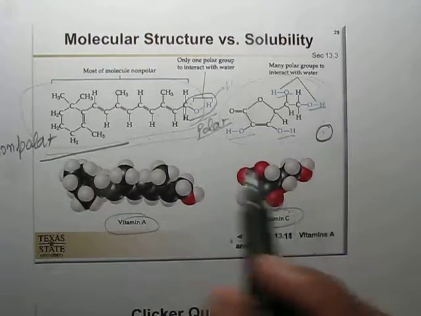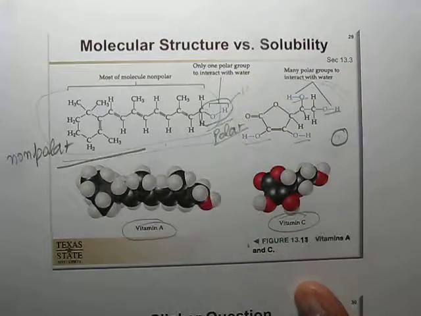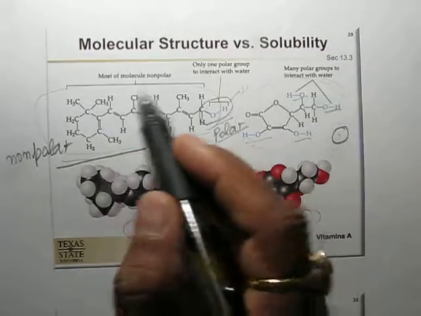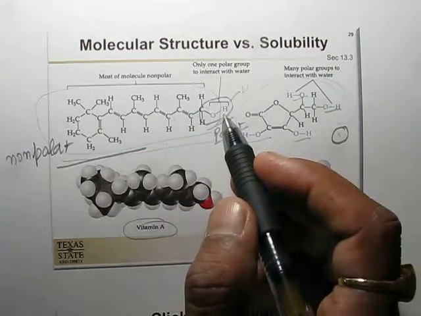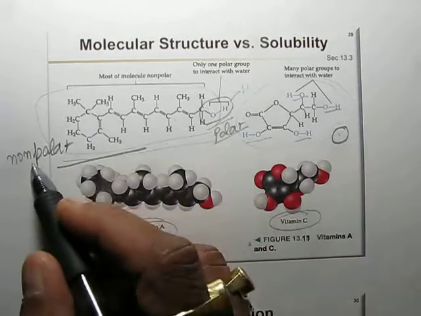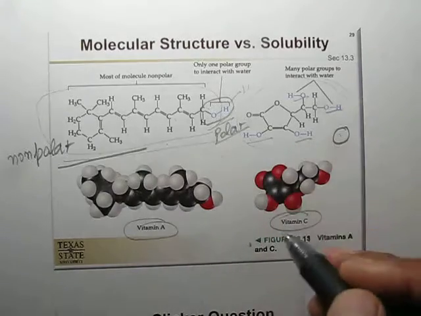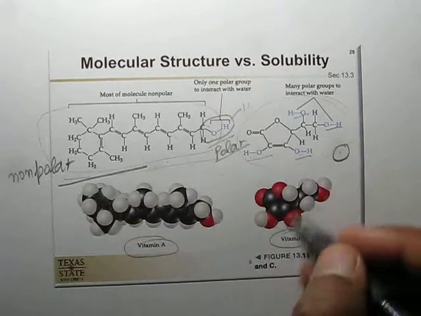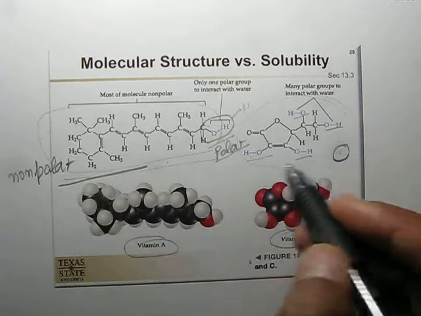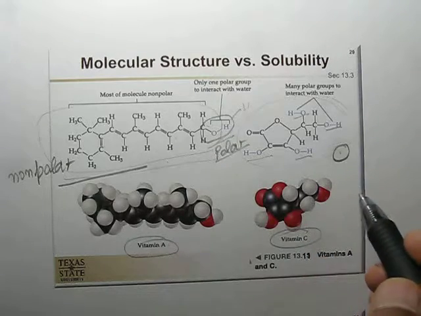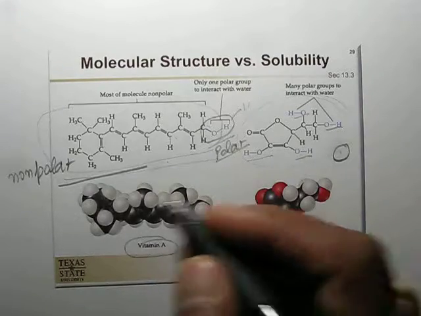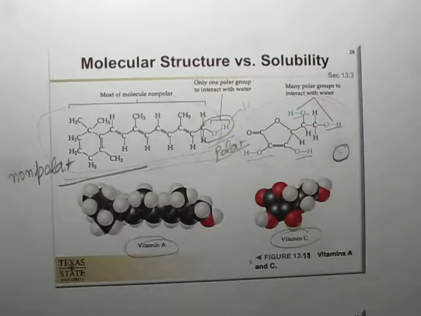Another example of solubility and molecular structure is a long chain molecule versus a short chain. For an example, this is vitamin D. Vitamin D has a long chain of non-polar molecule, and at the end a very small polar group, which is an OH group. So non-polar and polar. And vitamin C has more than one polar group: OH, OH, OH, OH. So 4 OH groups are involved. So this will be more soluble compared to this one. More polar groups will help in the solubility.